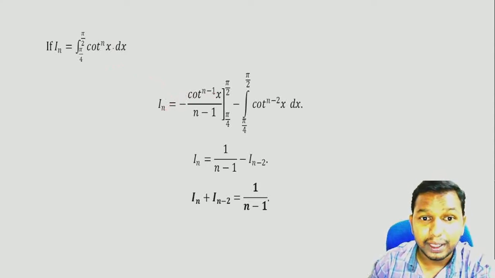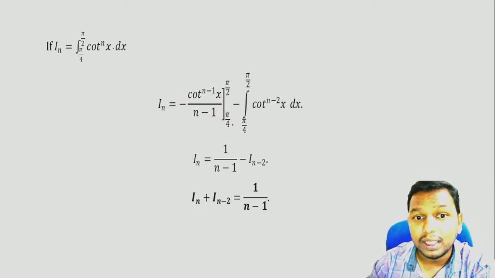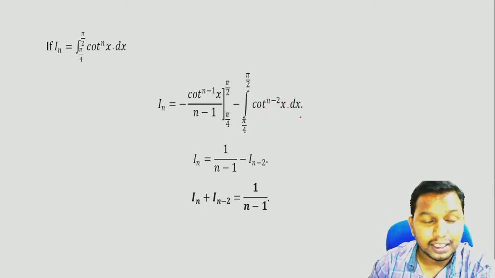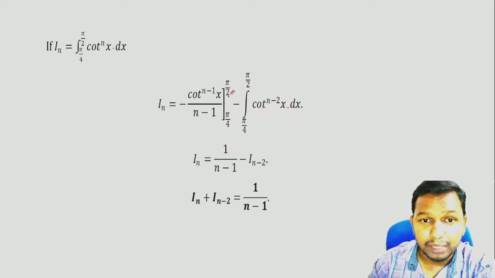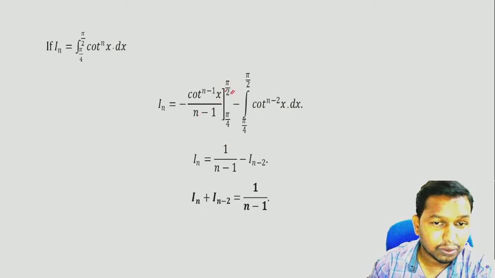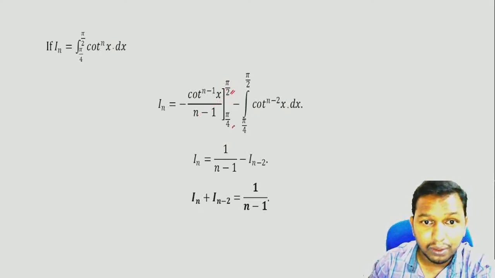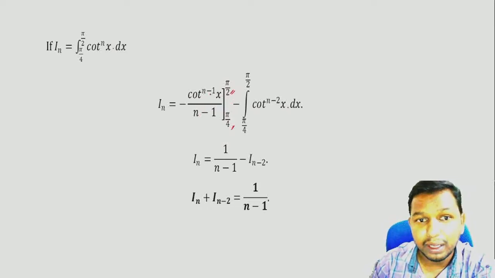to the power n minus 1 x whole divided by n minus 1 from the limit pi by 4 to pi by 2 minus integral from pi by 4 to pi by 2 cot to the power n minus 2 x dx. So, from the upper limit, cot pi by 2 value is 0. Therefore, whole function goes to 0. From the lower limit, we have cot pi by 4 value is 1. 1 to the power n minus 1 is again a 1.